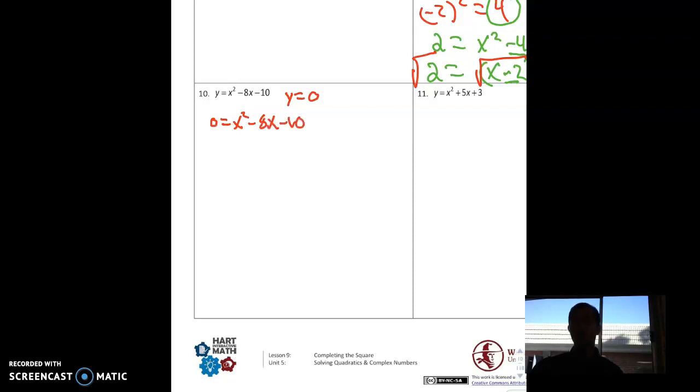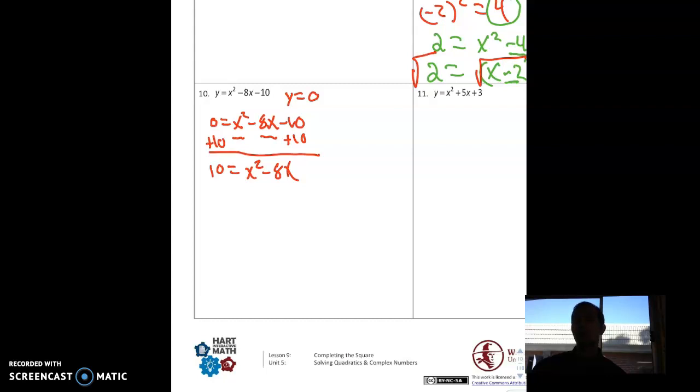But remember, the goal is to isolate the x squared and the x term. In order to isolate the x squared and the x term, I need to add 10 to both sides. Okay, so adding 10 to both sides, I get 10 equals x squared minus 8x. So what I notice here is both the x squared term and the x term are now isolated, which means that I'm allowed to complete the square.